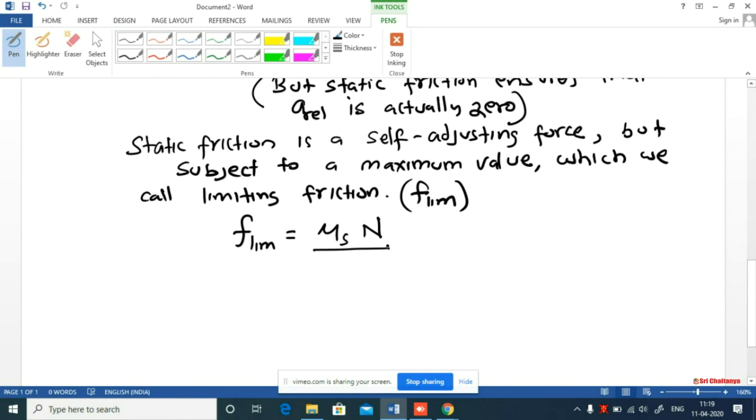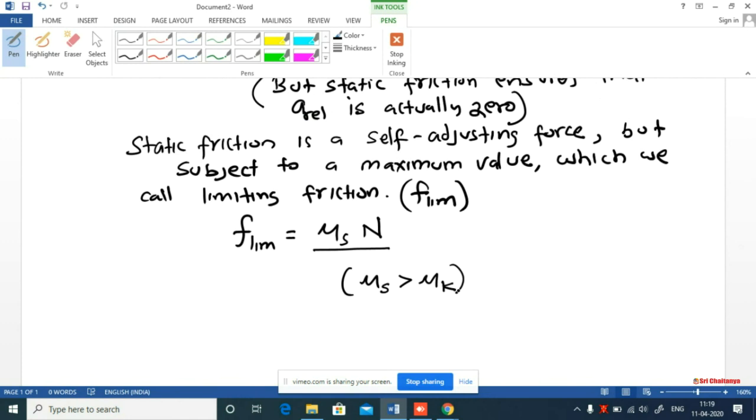Here N is the normal between the two surfaces in contact, or the normal component of contact force between the two surfaces. And mu s is again a constant which depends on the nature of the two surfaces in contact. In general, for any two given surfaces, you will find that mu s is slightly greater than mu k. Still, if in a problem the examiner has not specified mu k and mu s separately, then you can assume that he is assuming both of them to be the same.